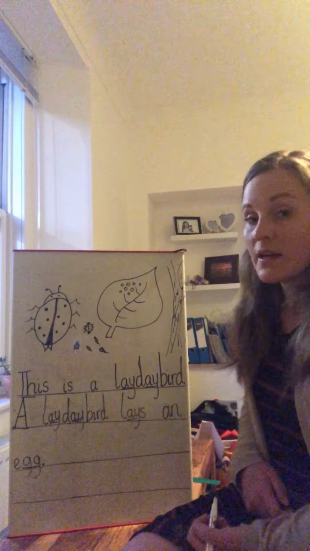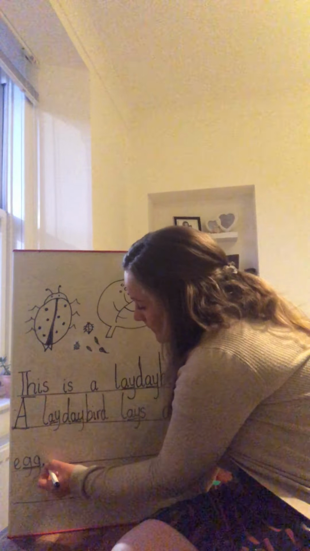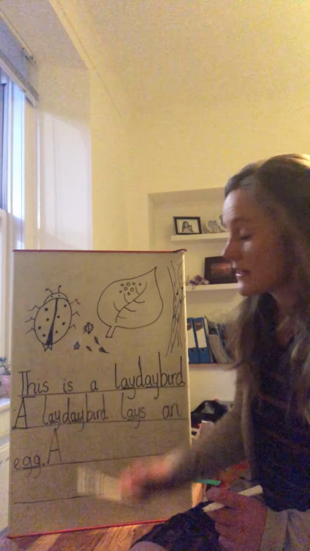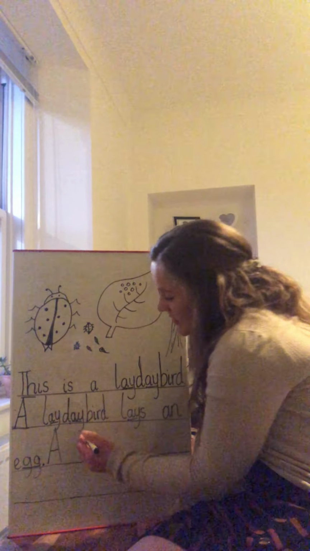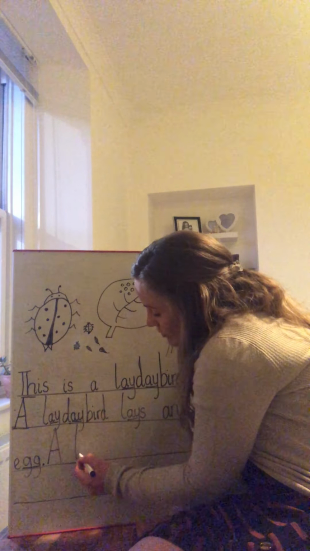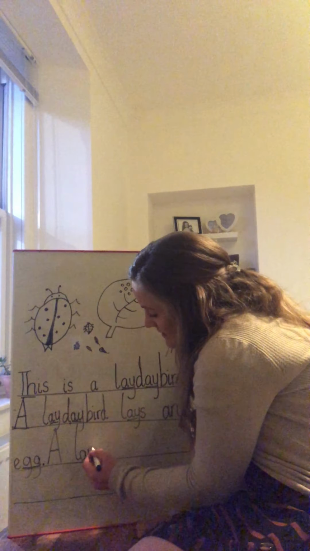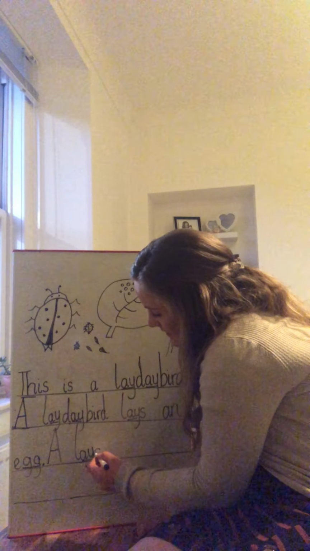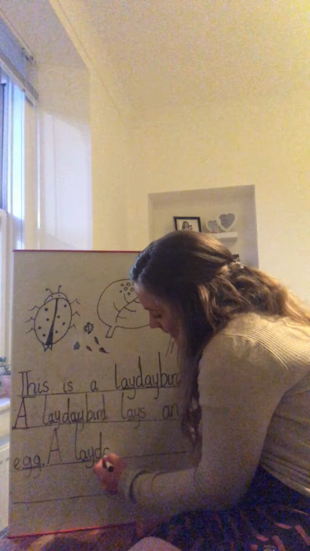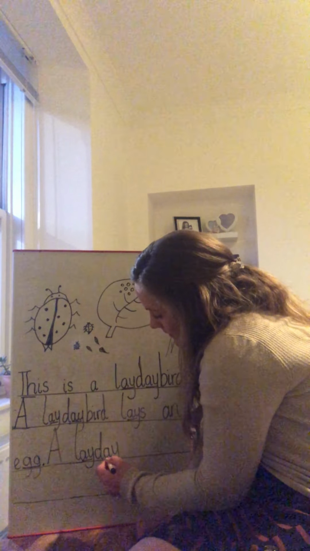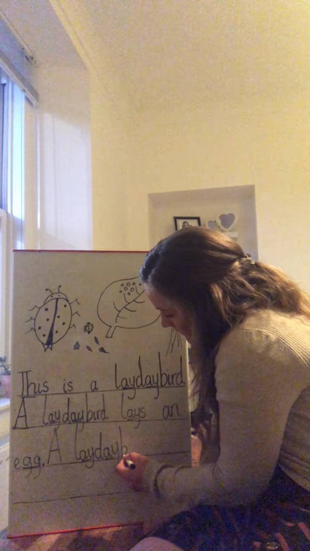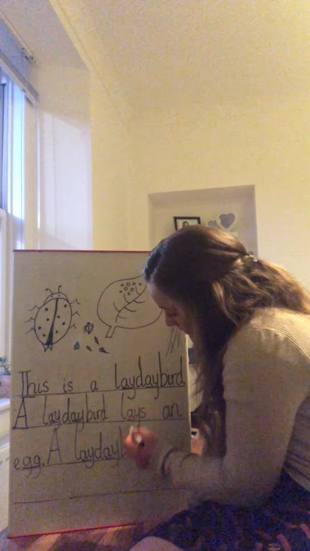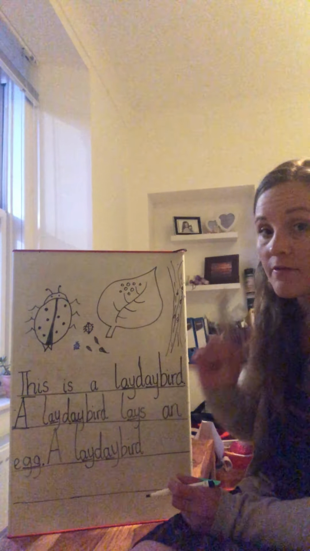Okay, so here we've got our capital A again. A, remembering our finger space, then we've got the word ladybird again, which is up here. So I'm not going to sound it out, I'm going to copy what I've already done because I don't want to give myself extra work. But I am going to remember to underline my special friends. Lady, bird. Okay, then we need to remember our finger space.